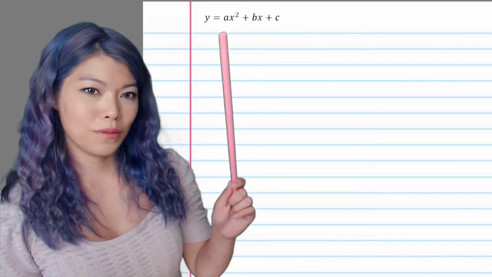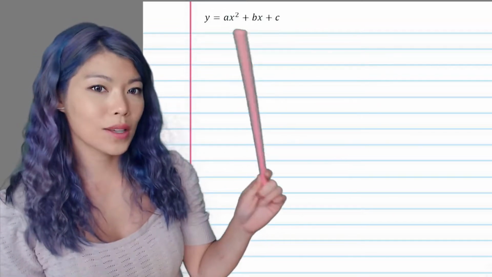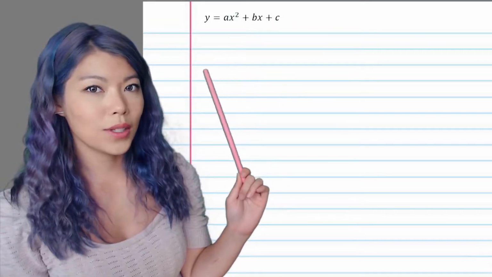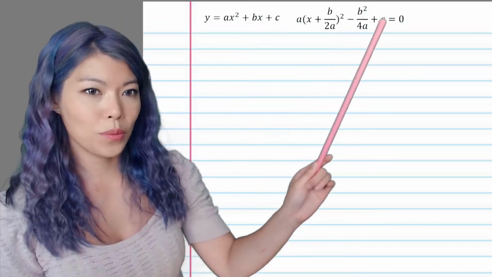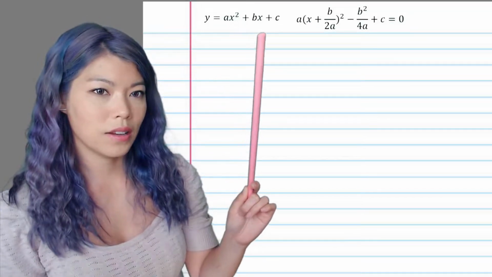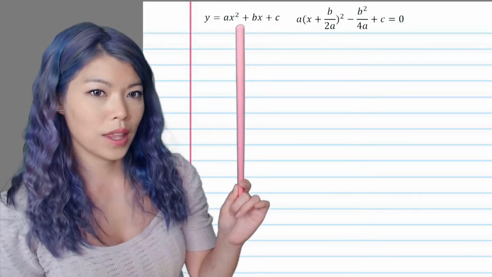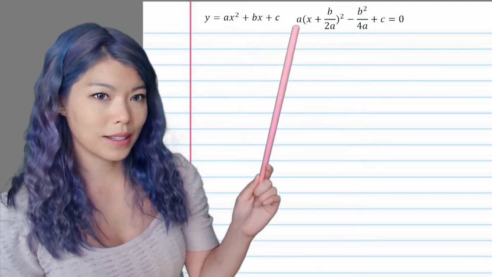Here we have the standard form, ax squared plus bx plus c. In the other video, we started solving for x by putting it into the turning point form. Let's bring that up again. So we went up to this phase over here by taking a out and then completing the square with x squared and bx, and we got up to that point. Now, how do we get x by itself?